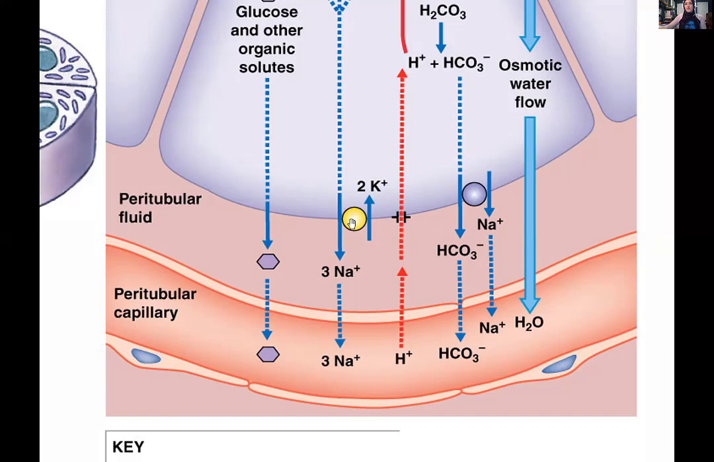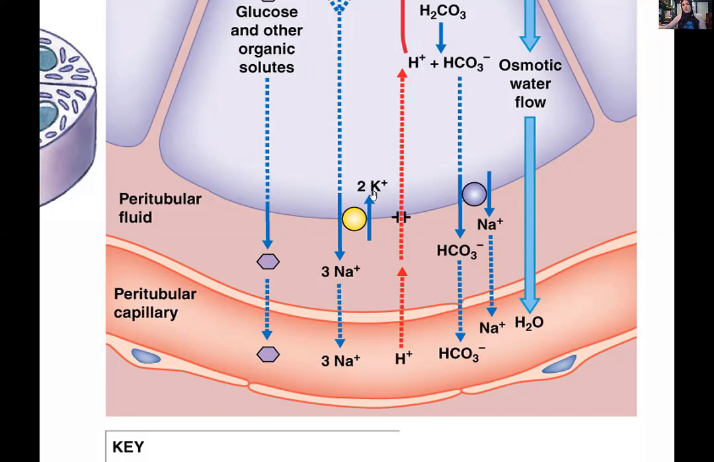So there are more than one sodium-potassium pumps on this side of the cell. And there are many, many per cell and many, many per proximal convoluted tubule. And they don't ever stop. They're always on. So they're constantly moving sodium from the intracellular fluid into the blood.